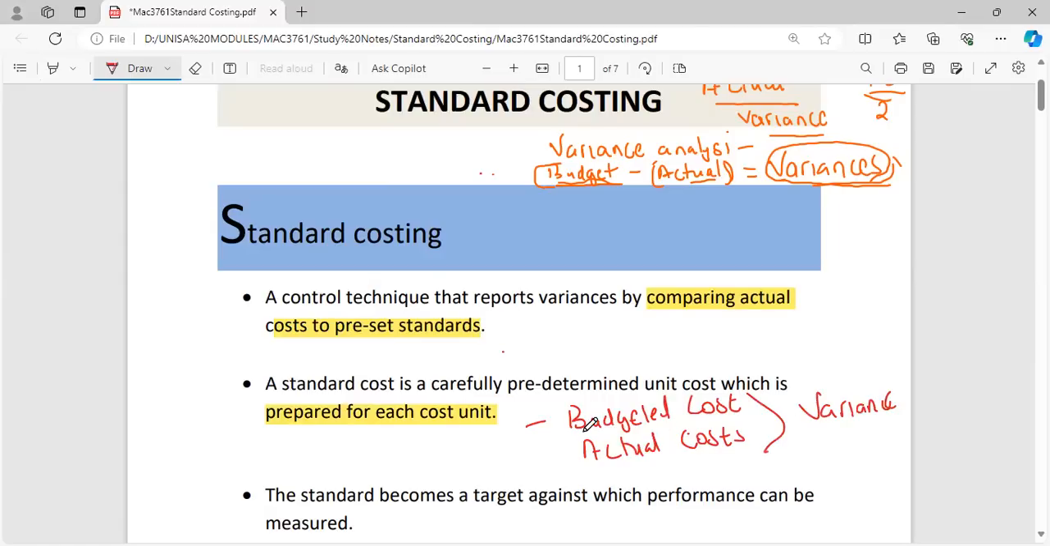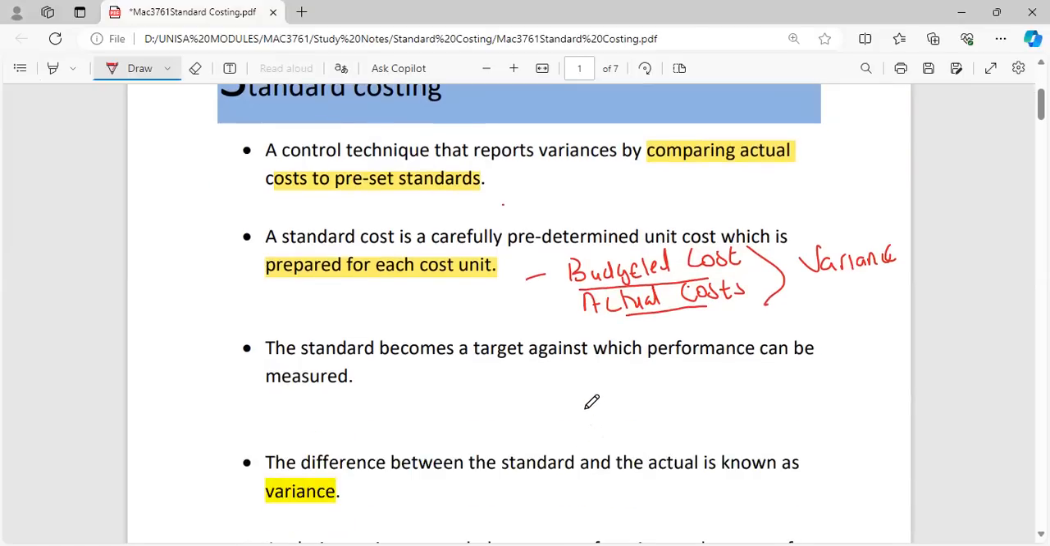The difference between your budgeted cost and your actual cost is going to give you a variance. The standard becomes a target against which performance can be measured, which means that budget, that is the standard, is going to be our target. We are going to set a target, then at the end of the year, we'll compare our target with the actual result. So that's all about standard costing.